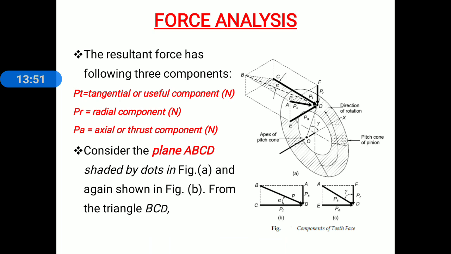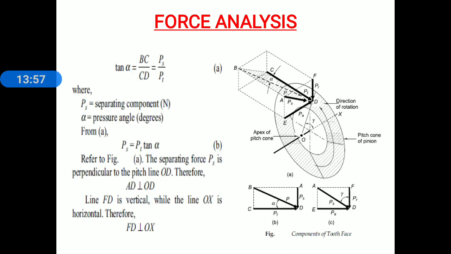And from figure B we consider a triangle BDC. In that triangle we consider tan alpha, that is front side to the adjacent side. Front side is BC divided by adjacent side is CD. BC, observe figure A, BC is equal to AD, and AD is the PS. PS is the separating component, that is again in Newton. That's why tan alpha is equal to PS divided by PT, since CD is equal to tangential component PT. Tan alpha is equal to PS divided by PT.